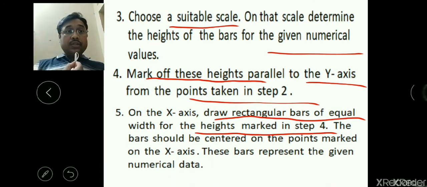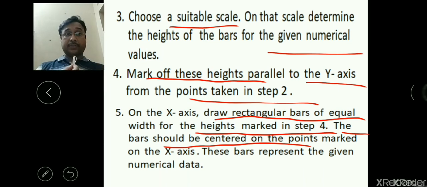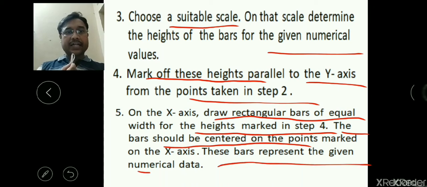Next, you see that the bars should be centered. This is also important. The bars should be centered on the points marked on the x-axis. Wherever the point is plotted on the x-axis, the bar should be at the center. That means the plotted point will come at the center, and the bar will expand equally on both sides. These bars represent the given numerical data. At the last, with the help of their different heights, the bars represent the numerical data.